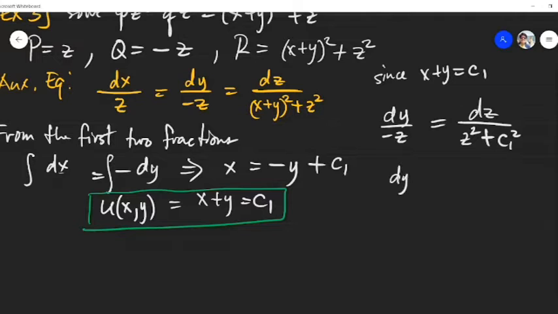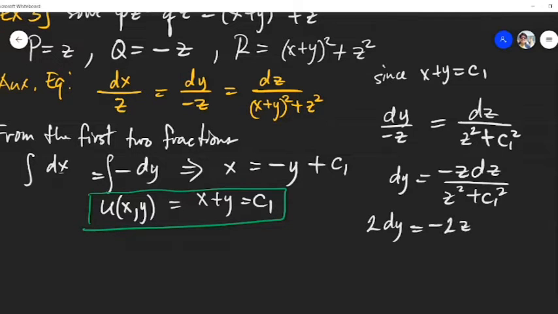And by the looks of it, this can be du over u, but what are the things that we need? If we integrate this, the derivative is 2z dz. So we need z for z dz and a factor of 2. So that is by getting the z in the denominator, we have dy is equal to, let's say, negative z dz over z squared plus c sub 1 squared. And where do we get a factor of 2? Let's multiply both sides by 2. So we have 2 dy is equal to negative 2z dz over z squared plus c sub 1 squared. So as we can see, this is in the form of du over u. So we can easily integrate this. Okay.